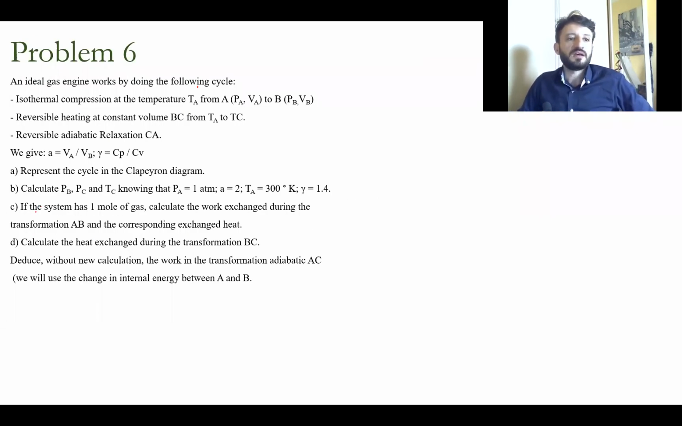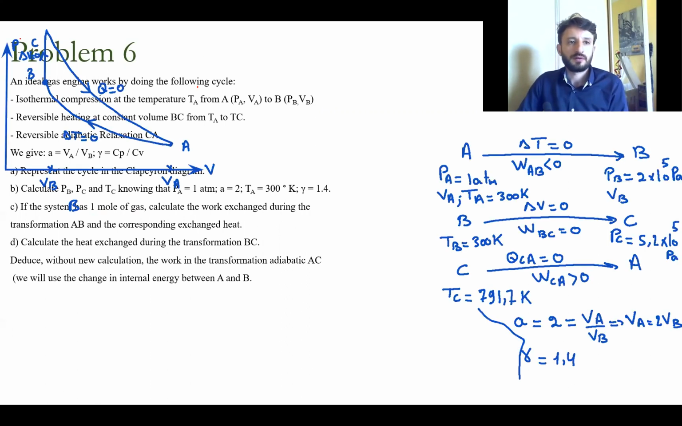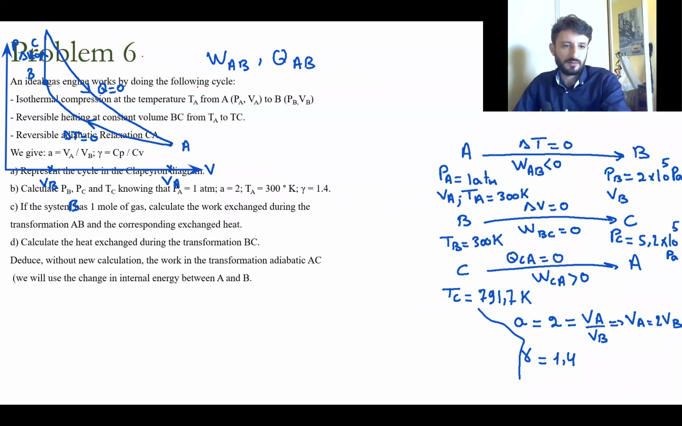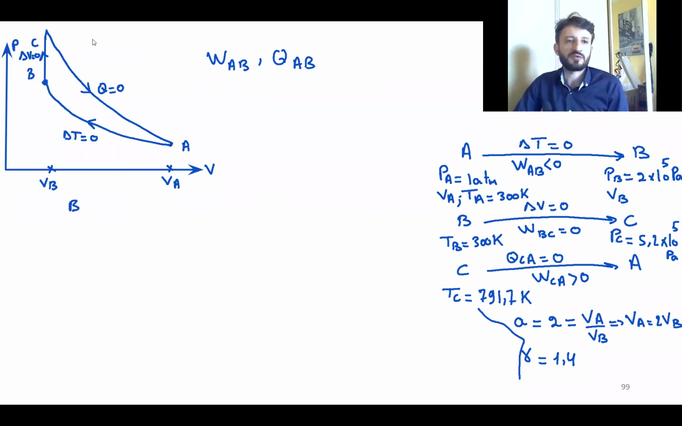Part C, if the system has 1 mole, so N equals 1 mole, calculate the work exchanged during AB and the corresponding exchanged heat. We have to find omega AB and QAB. Be careful, we have work energy, we have internal energy, and we have heat energy. Here, I ask you to find omega and Q. Okay? Find omega AB and QAB, and I have N equals 1 mole.